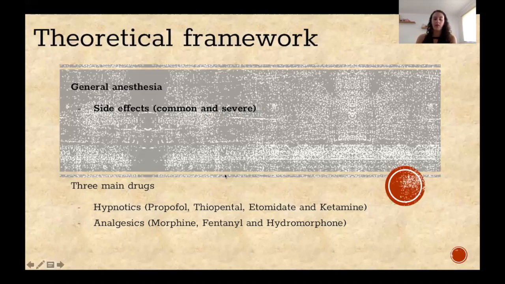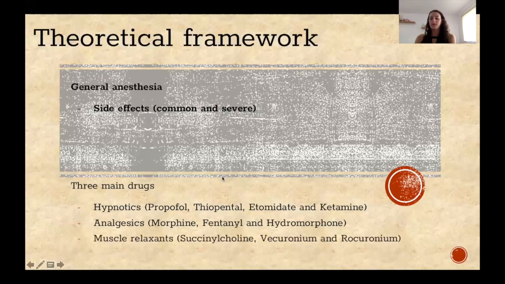And the other drugs are muscle relaxants that help relax your muscles by blocking the receptors. And the three most common ones are succinylcholine, vecuronium, and rocuronium. And each of them has a lot of various side effects.